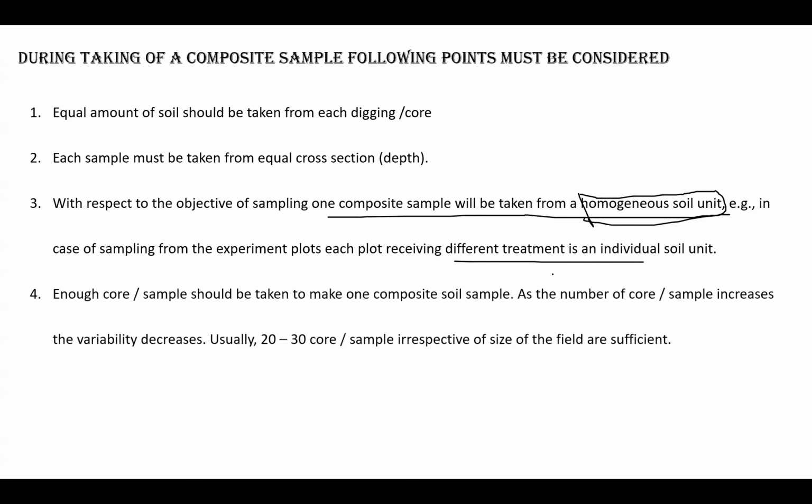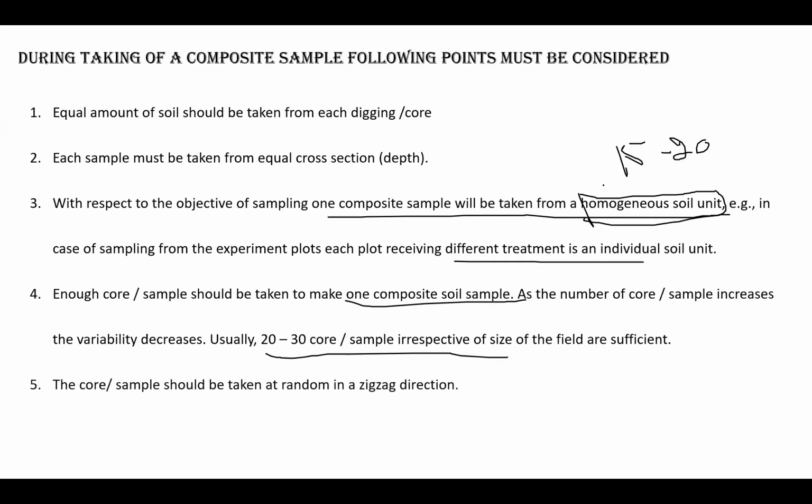Followed by, enough cores or samples should be taken for one composite sample. Hardly 15 to 20 samples are enough, or usually we can take 20 to 30 cores irrespective of the size of the field. Based on your field and its heterogeneity, you have to collect a minimum of 15 to 20 samples to get one better composite soil sample.